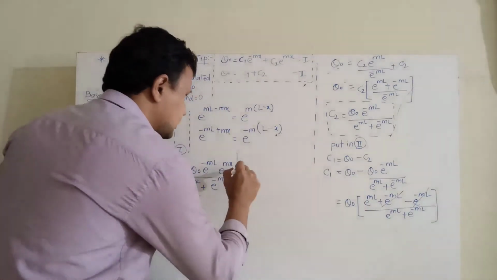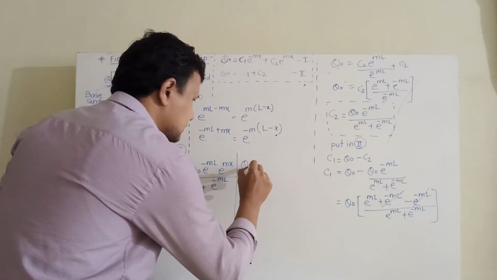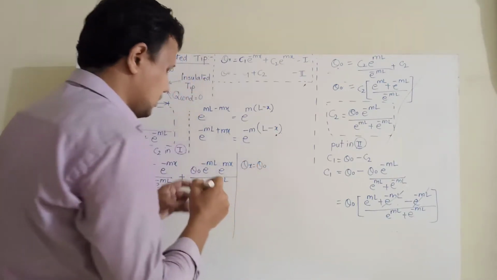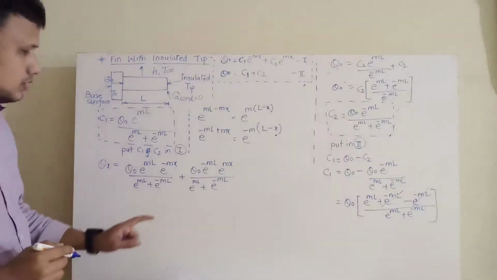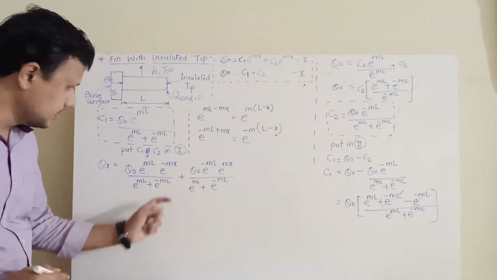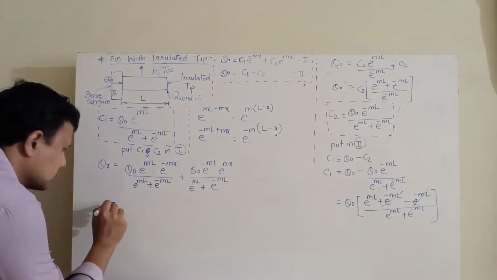So that is theta x is equal to theta 0. Okay, so I have erased that wrong part. Now I will rewrite it. So what do we get over here?